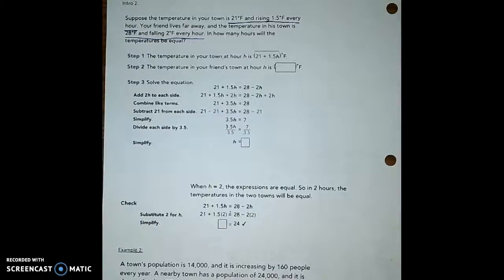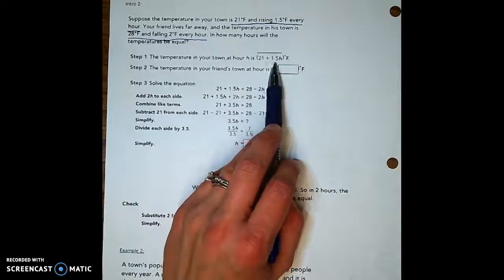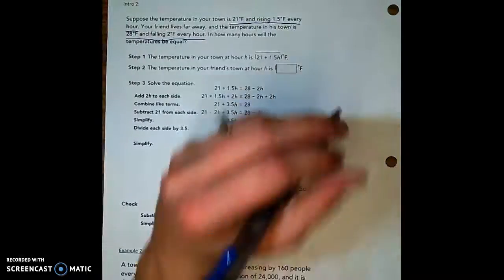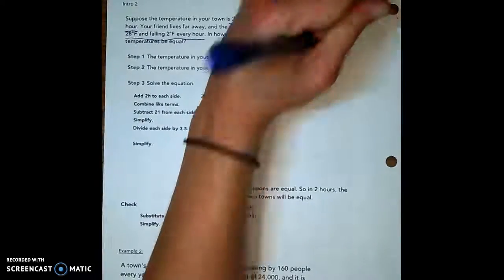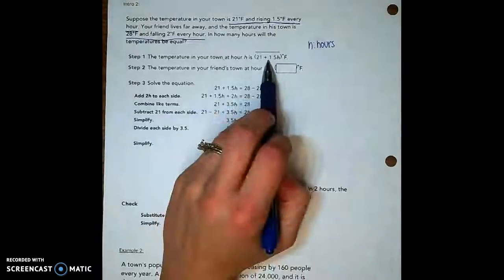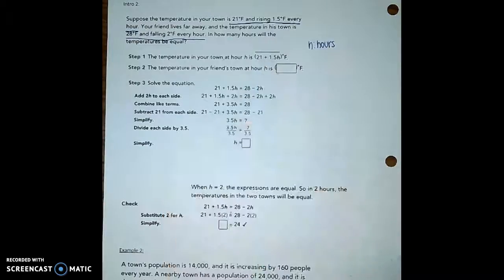Now what you want to look at is you're trying to figure out when the temperatures are equal. So you want to think about what an expression would be that would represent your town and then your friend's town. In your town, you're starting out with 21 degrees and then adding 1.5 degrees every hour to that. So we can call H our number of hours. That's our variable, how we define it. H is hours. And then I can say, well, 1.5 times the number of hours is added on to 21.